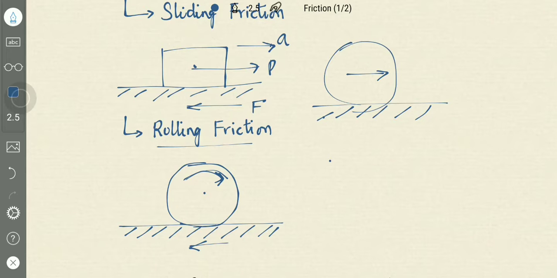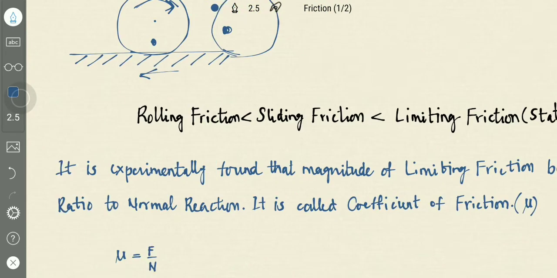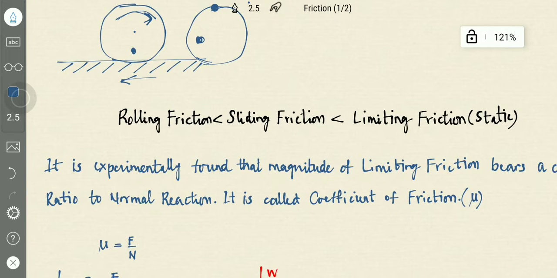In rolling, if there is a point here, after rolling a certain distance, this point reaches somewhere here. But in case of sliding, if there is a point here, after sliding a certain distance, it remains at the same position. This is the difference between sliding and rolling. After experimenting with all these frictions, rolling friction is of less magnitude when compared with sliding friction and limiting friction. So what is this limiting friction?